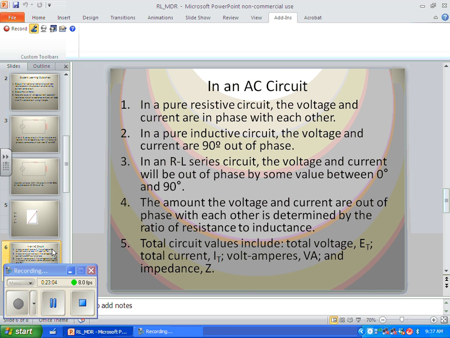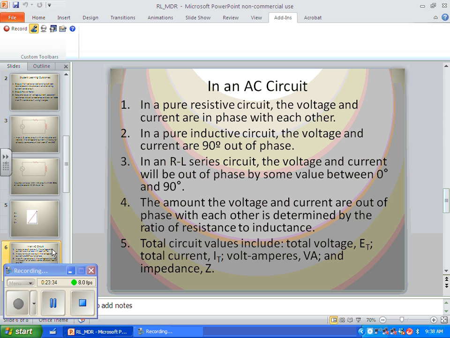In a pure resistive circuit, the voltage and current are in phase with each other. Only in a purely resistive circuit. Is any circuit ever purely resistive? Not really. There's always a little bit of inductance or capacitance or something. In a pure inductive circuit, the voltage and current are 90 degrees out of phase. Is there ever such a thing as a purely inductive circuit? Not exactly. Close, but not exactly.